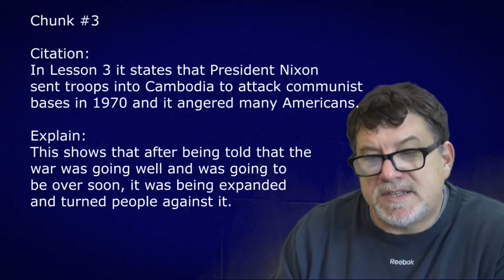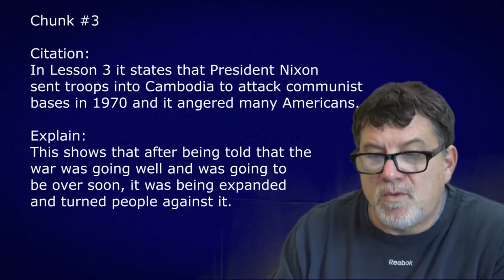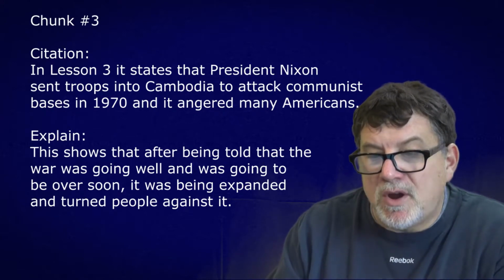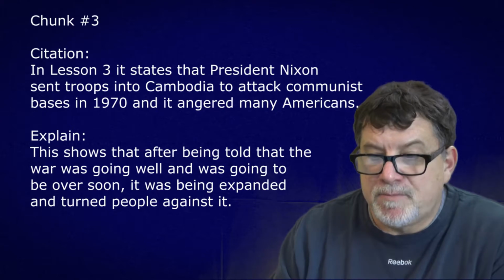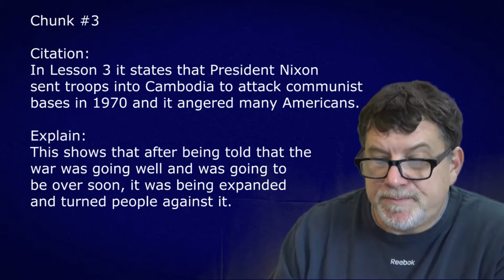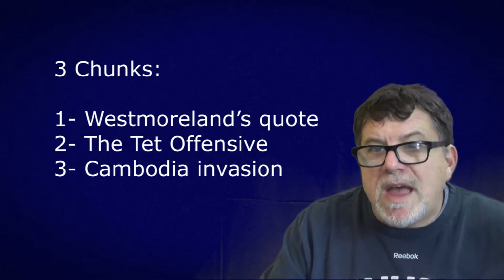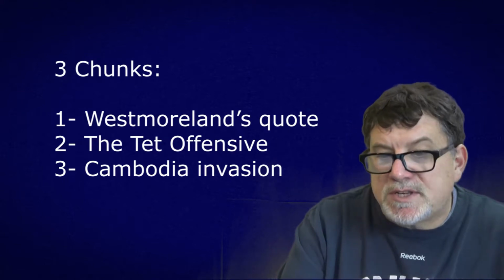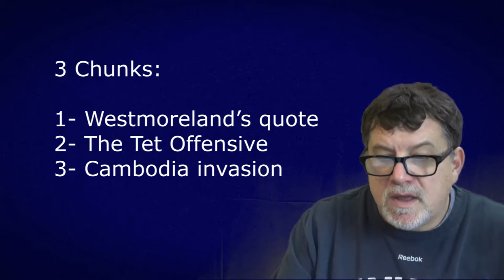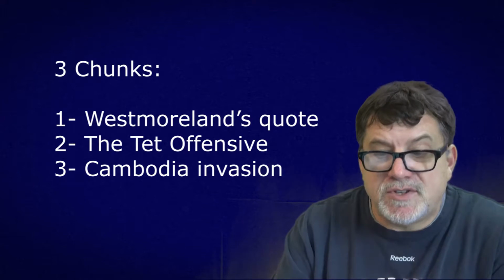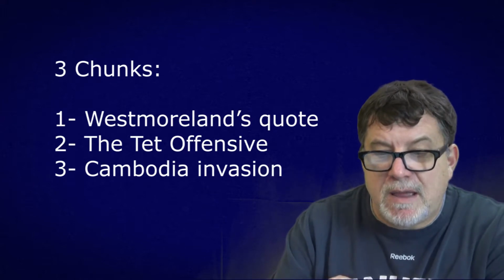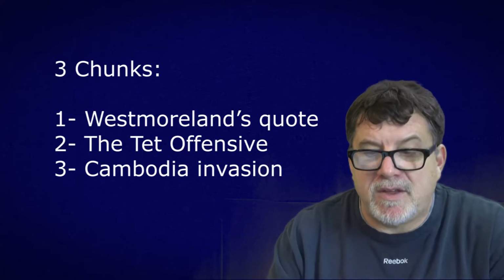And then I go on to say, this shows that after being told that the war was going well and it was going to be over soon, it was being expanded, and it turned people against it. So those were three idea chunks. The first idea chunk was Westmoreland's light at the end of the tunnel quote. The second chunk was the Tet Offensive chunk. And the third chunk was the Cambodia invasion and expanding the war.